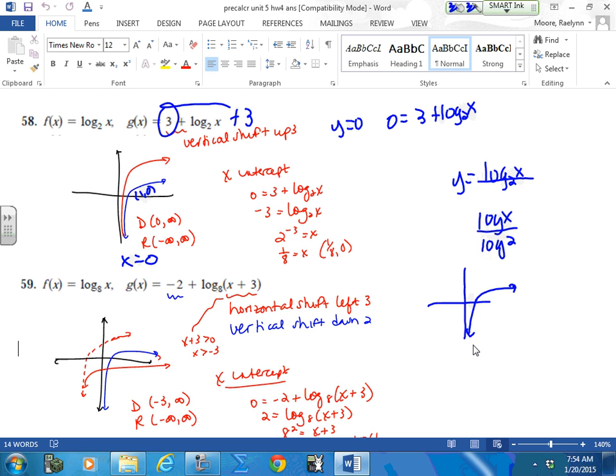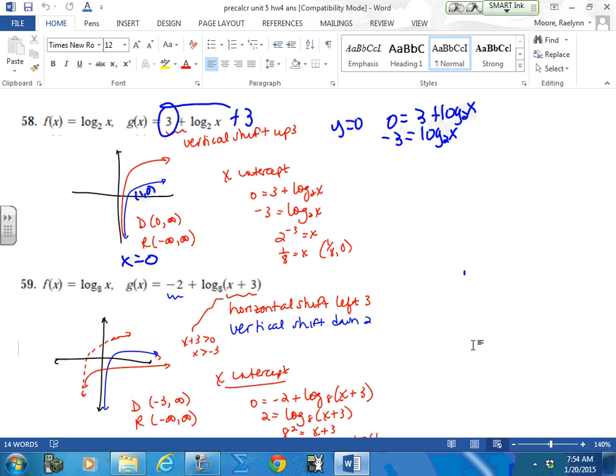Now, in order for you to solve for this, you're going to have to flip it to an exponential equation. So get that to one side and change this to an exponential equation. Remember how I showed you how to do it? Log equals exponent.